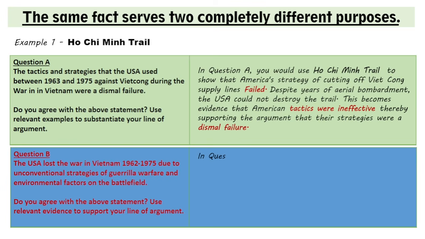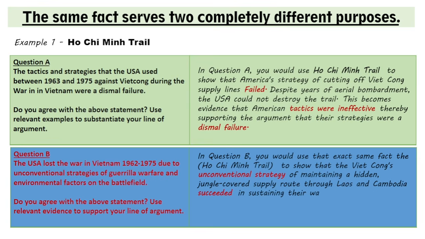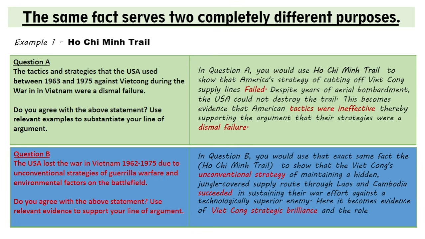In question B, you would use that same exact fact, the Ho Chi Minh Trail, to show that the Viet Cong's unconventional strategy of maintaining a hidden jungle-covered supply route through Laos and Cambodia succeeded in sustaining their war effort against a technologically superior enemy. Here it becomes evidence of Viet Cong's strategic brilliance and the role of terrain and environment in frustrating American power.